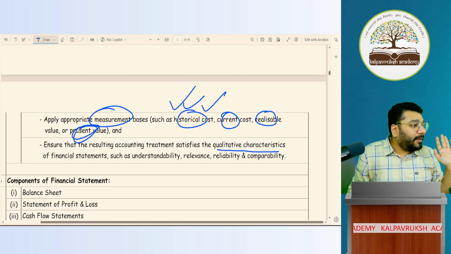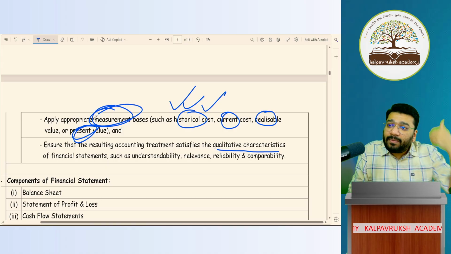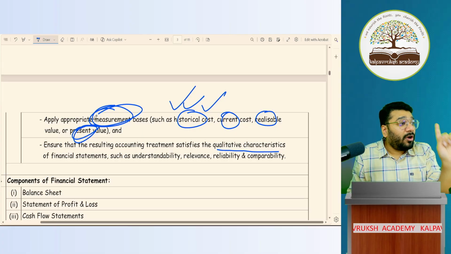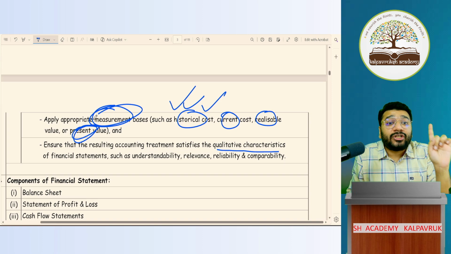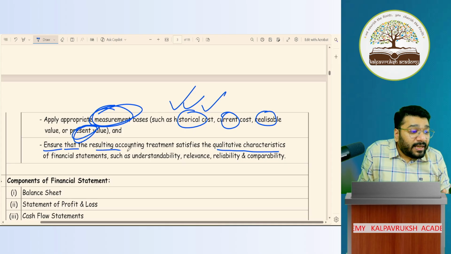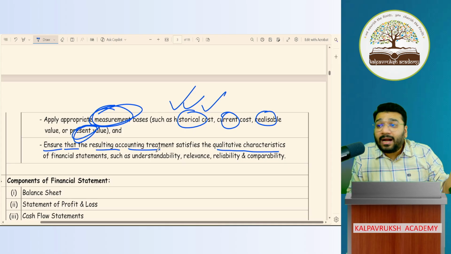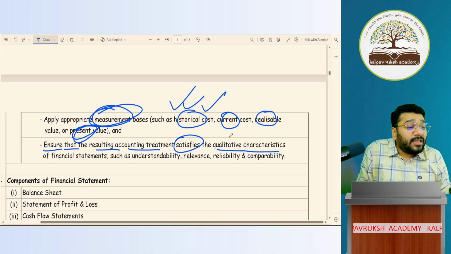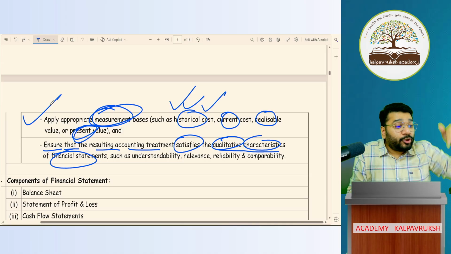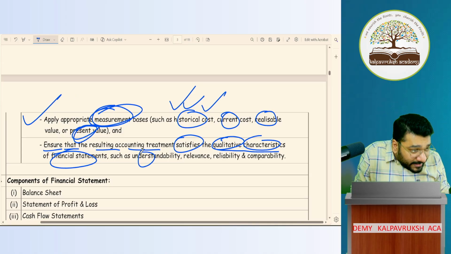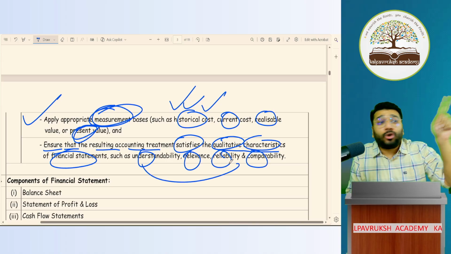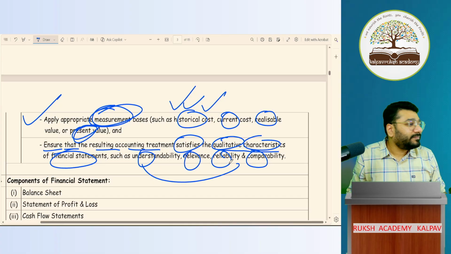satisfying the qualitative criteria. So what he is saying is, whatever measurement basis you choose, whatever measurement base you want, that base of measurement should ensure that the financial statement's qualitative characteristics are not compromised. Ensure that the resulting accounting treatment satisfies the qualitative characteristics of financial statements. Whatever solution you gave, that should ensure that the financial statement is understandable, relevant, reliable, and comparable. These four characteristics should not be compromised. Got it? Not got it?